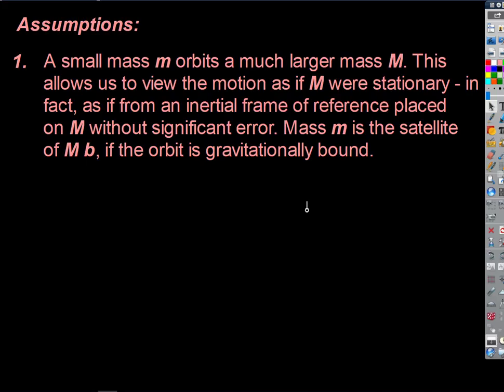So, assumptions. A small mass, lowercase m, orbits a much larger mass, capital M. This allows us to view the motion as if capital M, the big mass, were stationary. In fact, we can even look at it as an inertial reference frame, non-accelerating, placed on M without any significant errors. Mass m is the satellite of the larger object, big M, if the orbit is gravitationally bound.